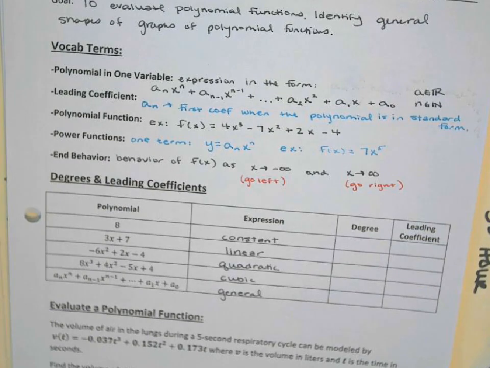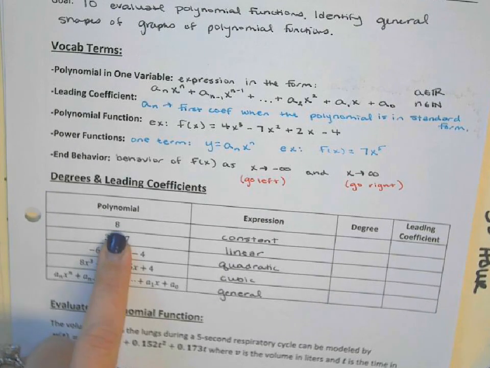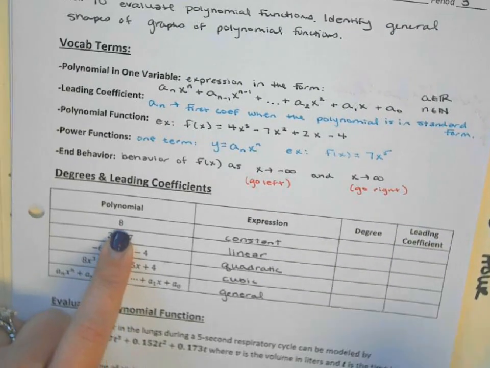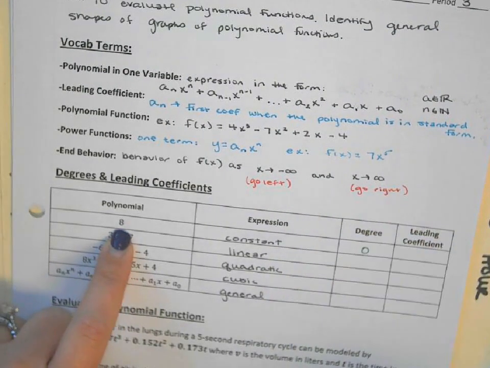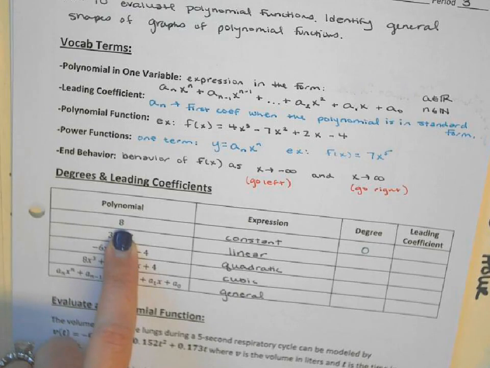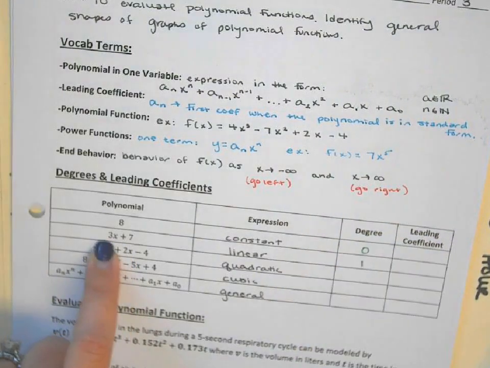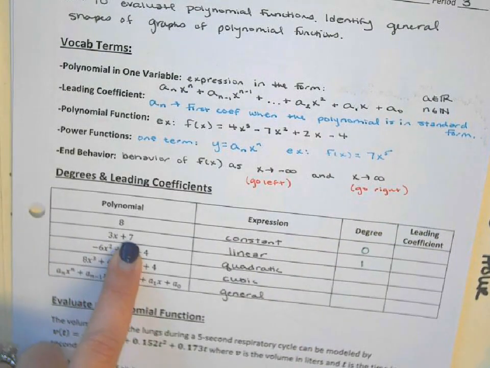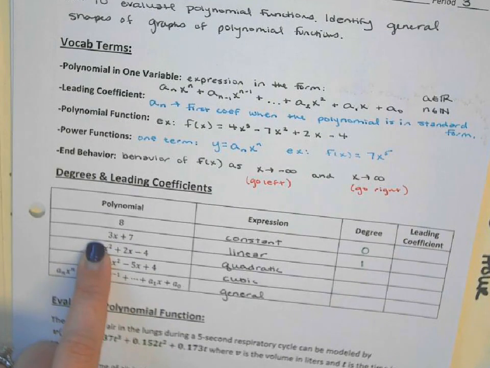Now we practiced in 6.1 how to find the degree of a polynomial. So looking here at 8, what's the degree of this polynomial? 0. It doesn't have any variables, so its degree is 0. What's the degree of this polynomial here? 1, because the highest degree term, so this has a degree of 1, this has a degree of 0. The highest one is 1.